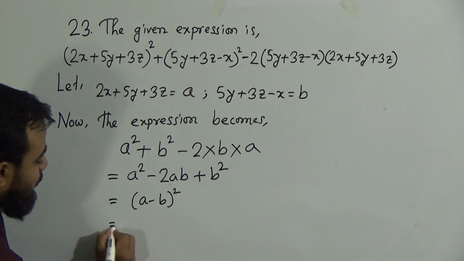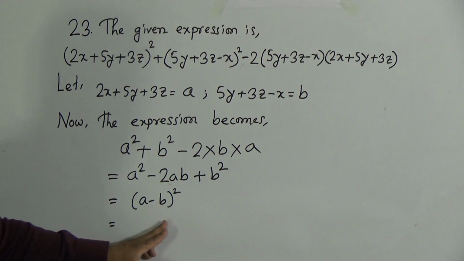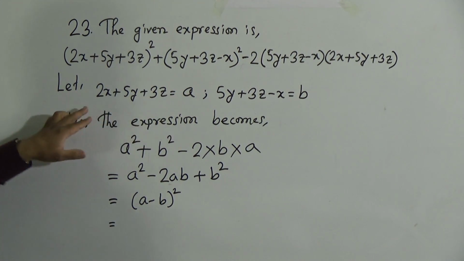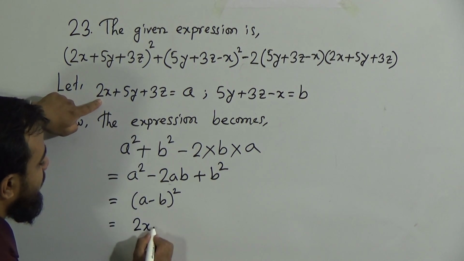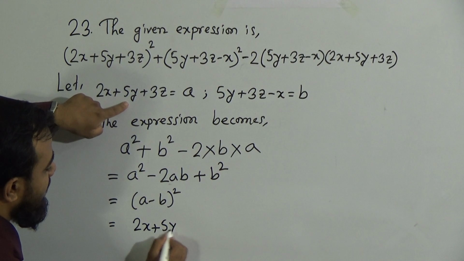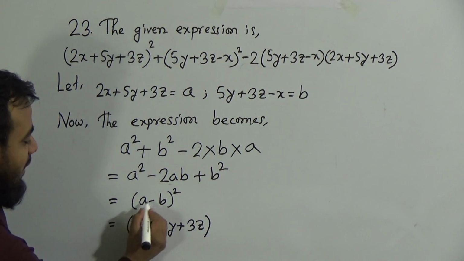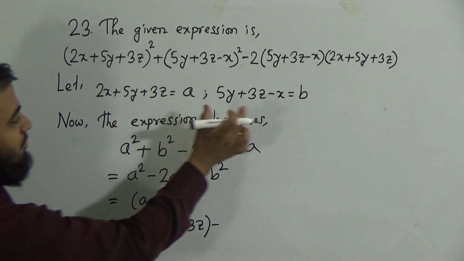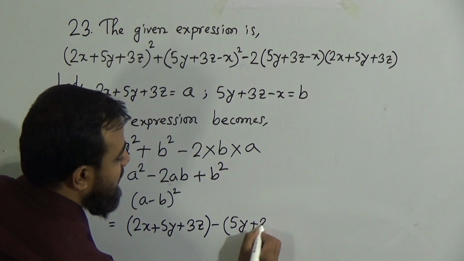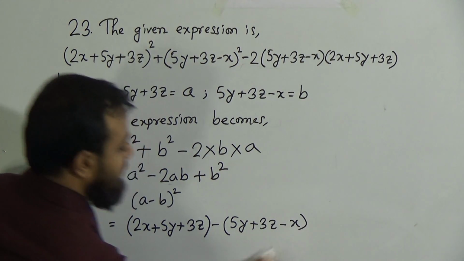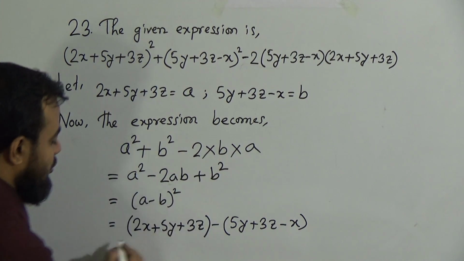Now my dear students, we will put the value of a and b in this place. We will put the value of a and b. The value of a is what? The value of a is this one. We write down this one, twice x plus 5y plus thrice z in the place of a. Okay, minus sign, minus in the place of b we write down this one. The value of b is 5y plus thrice z minus x.